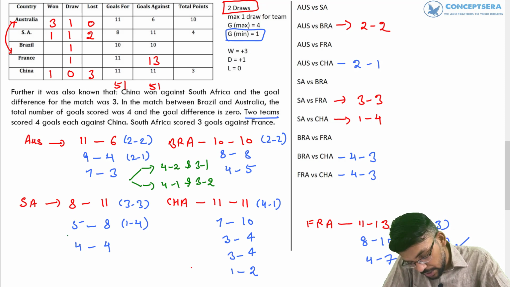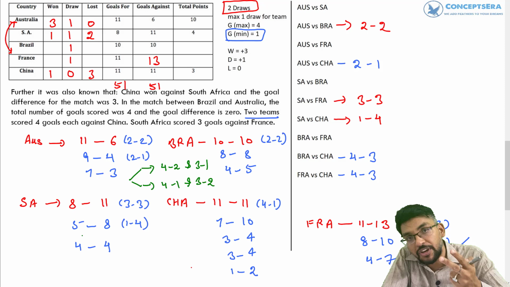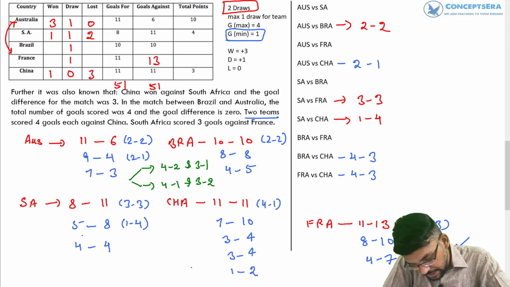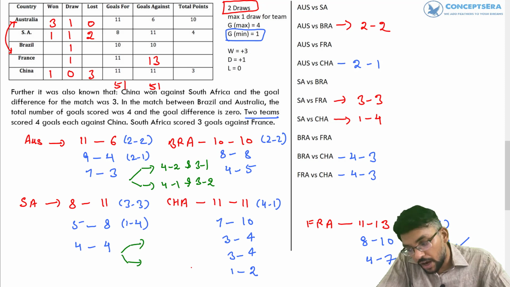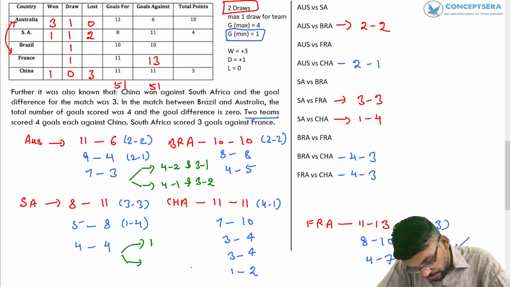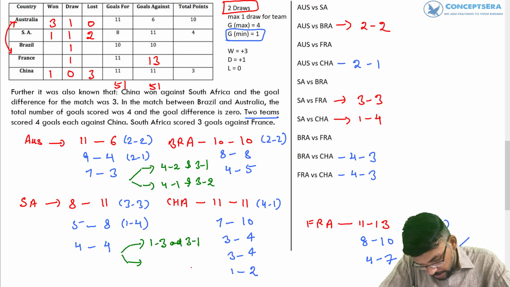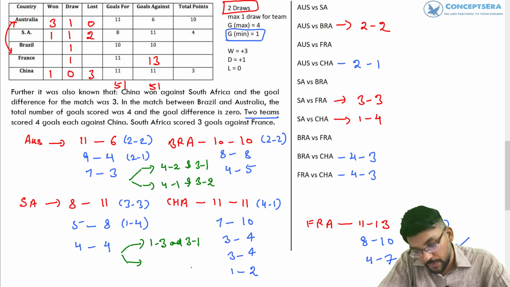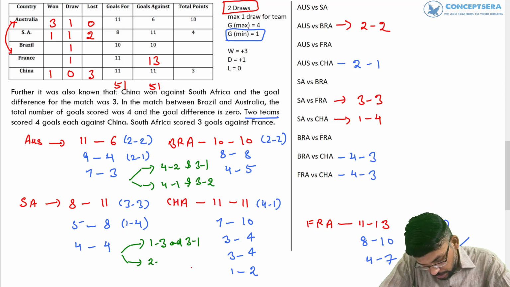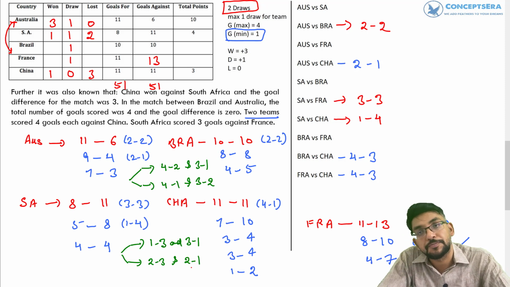Similarly, if you look at South Africa, because of 1 win and 1 loss, we can say from here that the cases we have for South Africa are 1-3 as a loss for South Africa and 3-1 as a win for South Africa, or 2-3 as a loss for South Africa and 2-1 as a win for South Africa.